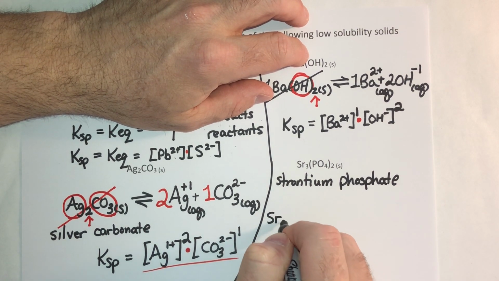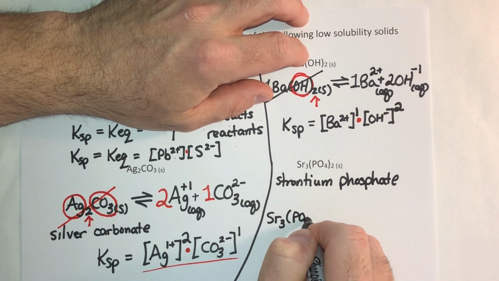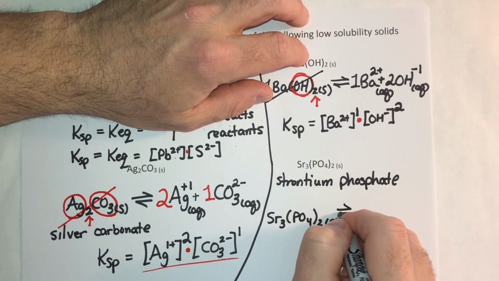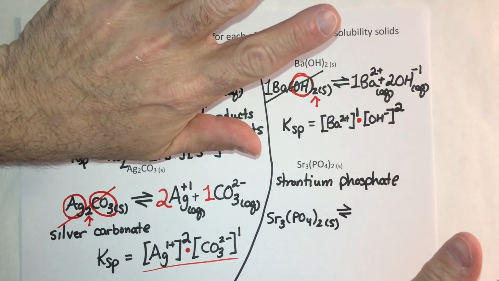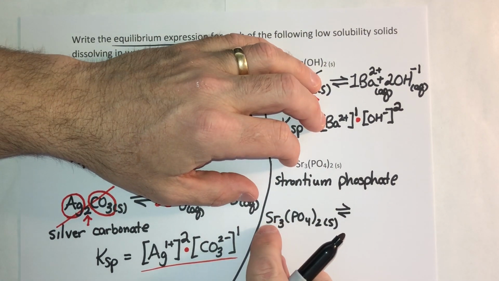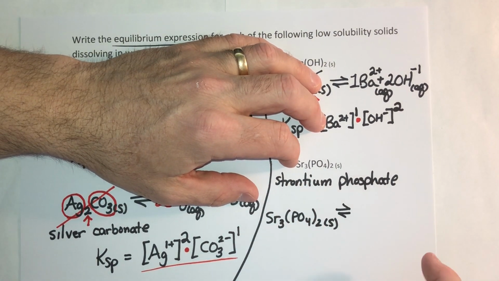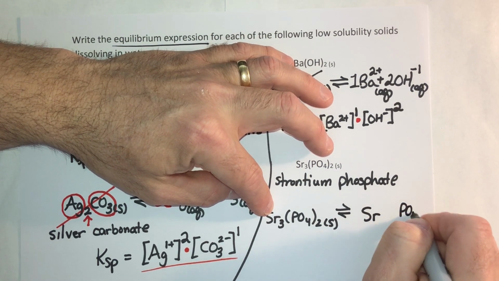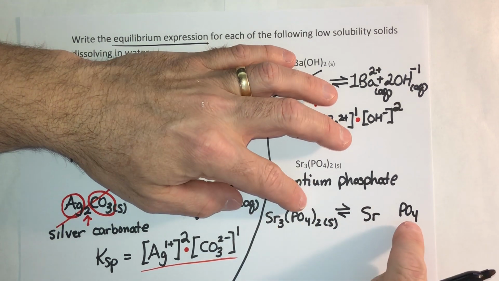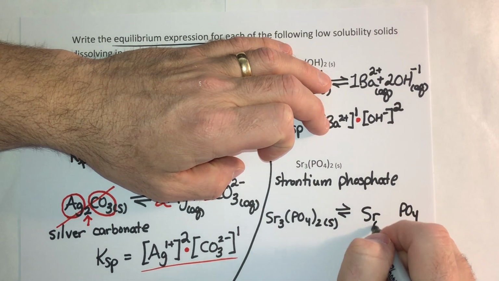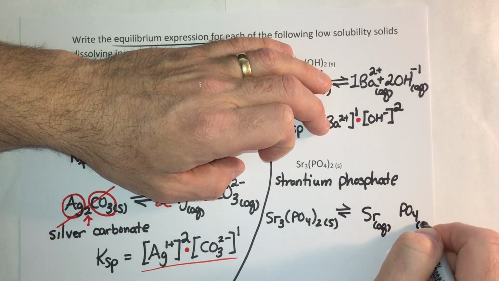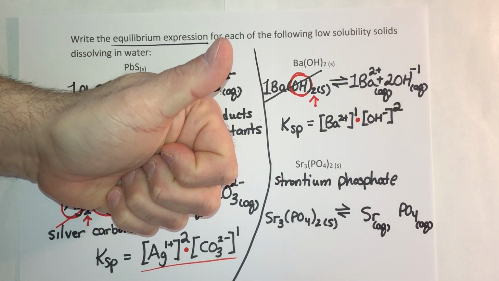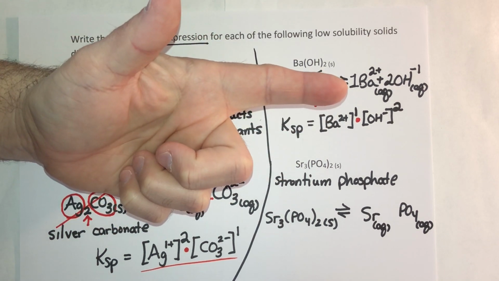So this would be Sr3(PO4)2 solid. When you throw it in water, a very small amount of it will split up. And like I say, it's going to give you strontiums and phosphates. Strontium is Sr. Phosphate is PO4. When you break them up, they do become aqueous. So aqueous and aqueous. And now you have to tell me how many to balance it, and then you have to tell me the charges.